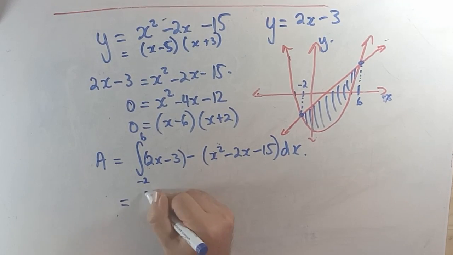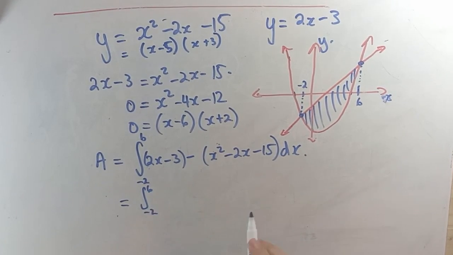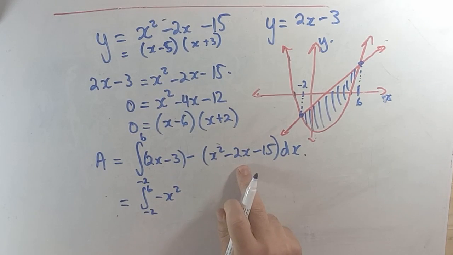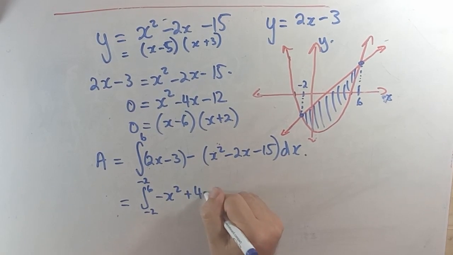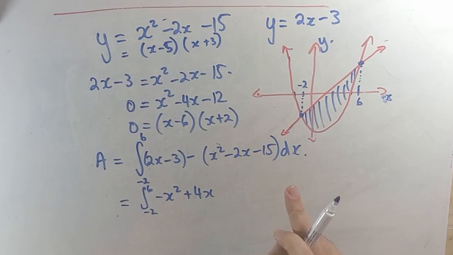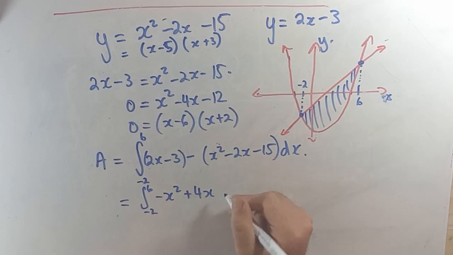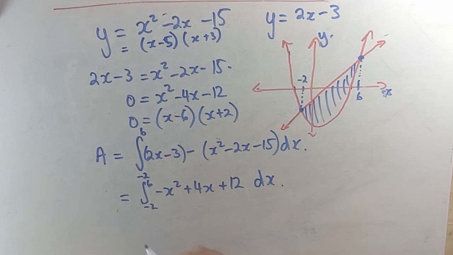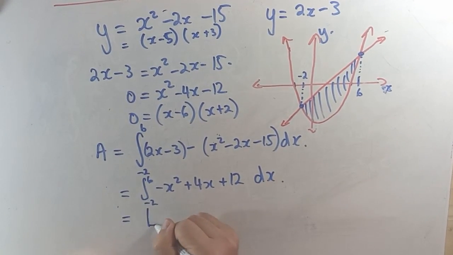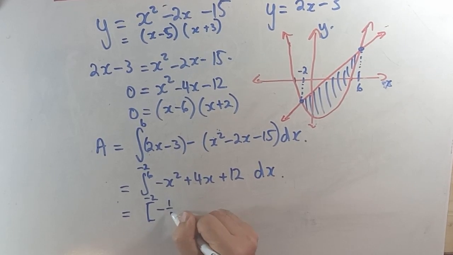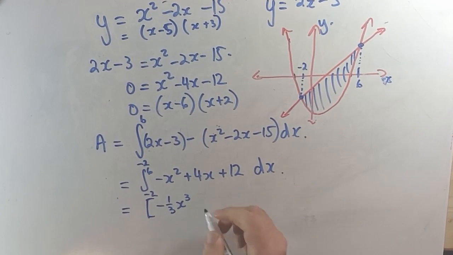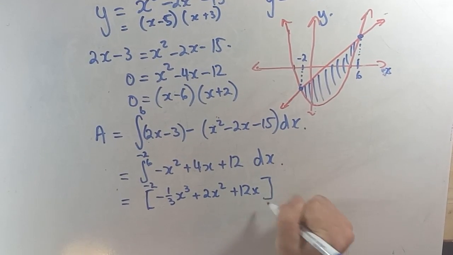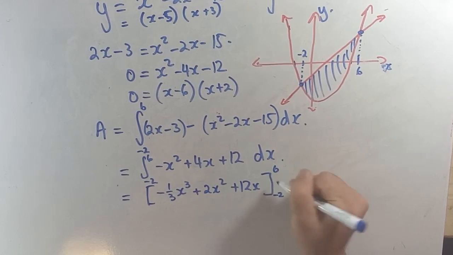Okay, so we can simplify this a bit, make it a bit easier to look at. So we've got minus x squared plus 4x minus 3 plus 15 is plus 12 dx. Okay, so now we've got that. We can take the integral first, so we get negative 1 on 3 x cubed plus 2x squared plus 12x between -2 and 6.